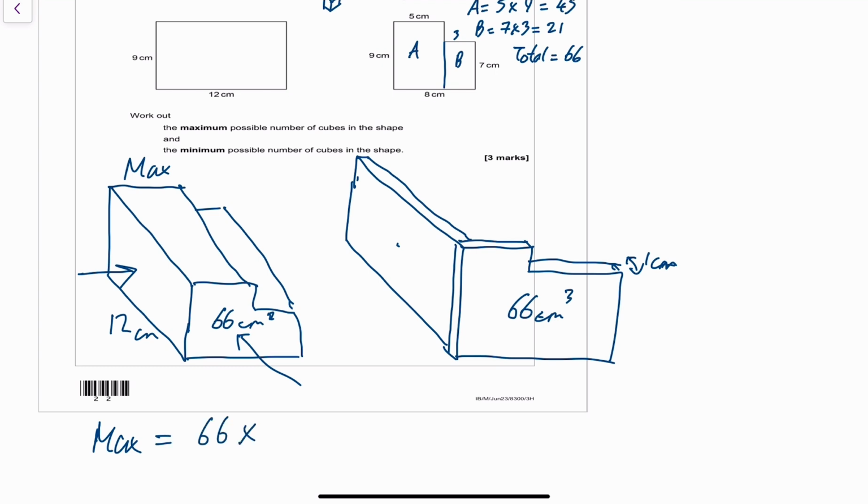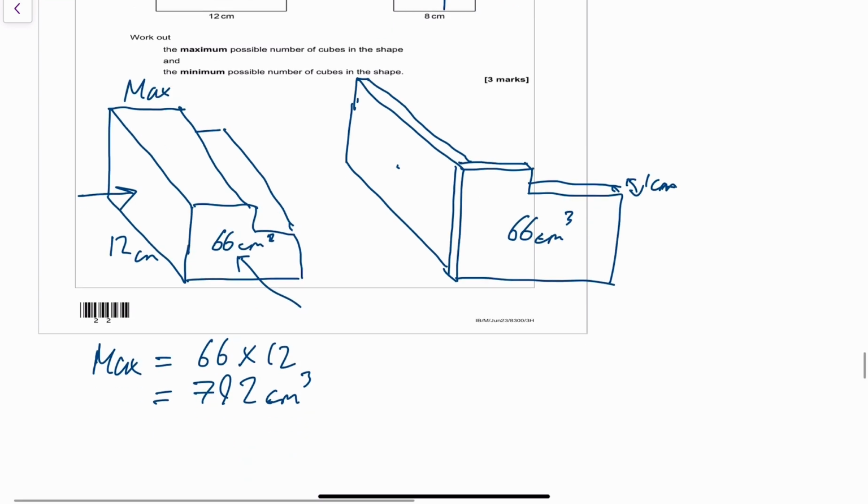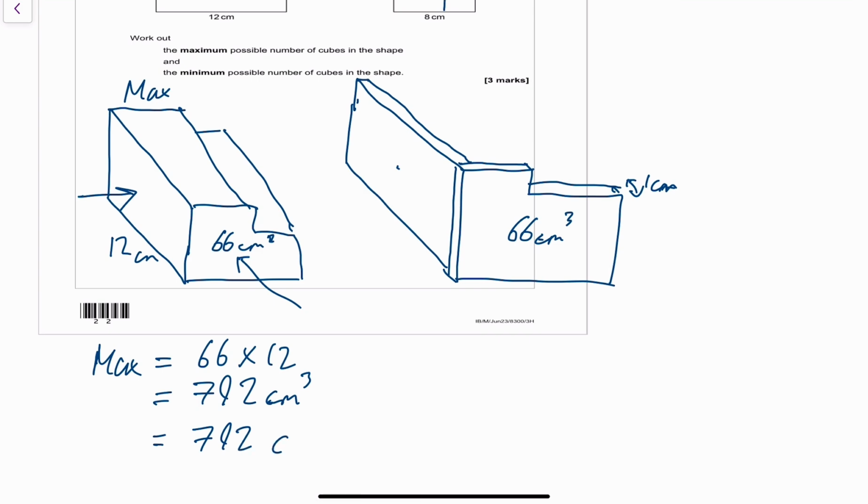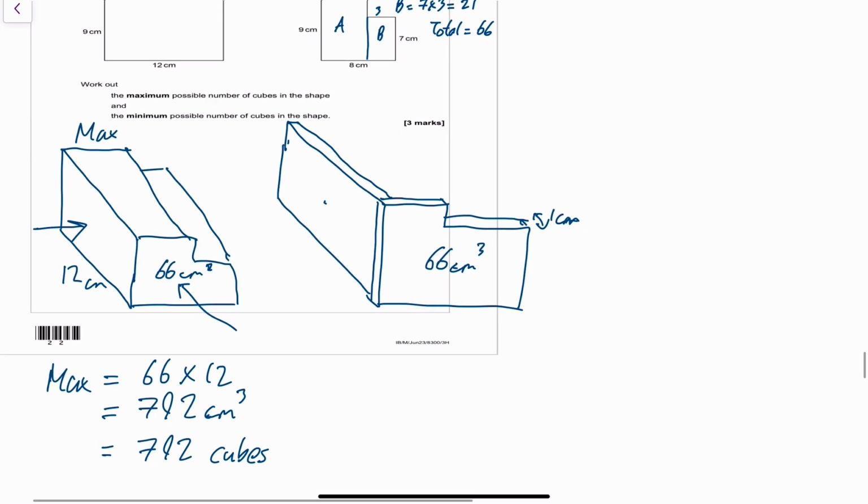So the maximum is equal to 66 times 12. And 66 times 12, if you do that, you will get 792. And that's going to be centimetres cubed. But that's the same then as 792. I'm going to say just cubes, because it's made up of 1 centimetre cubes.